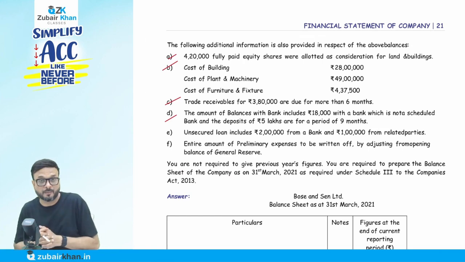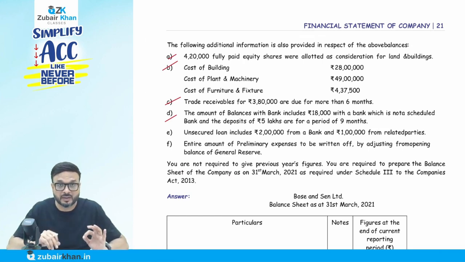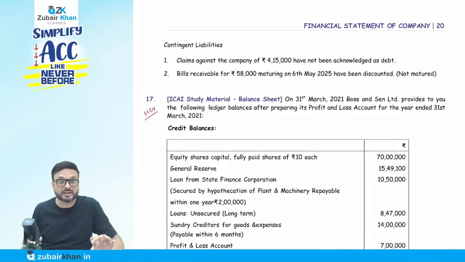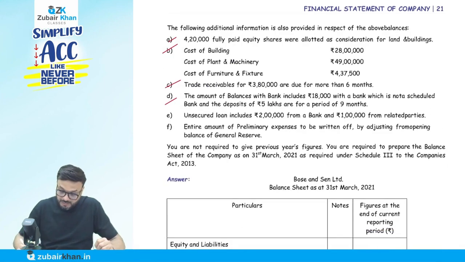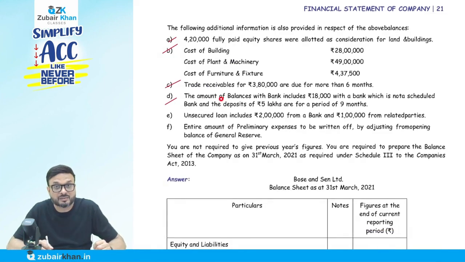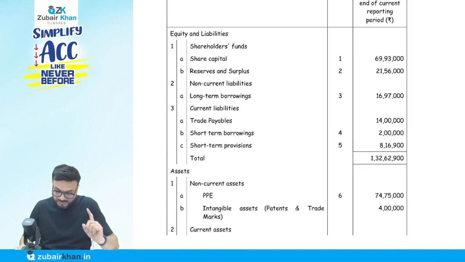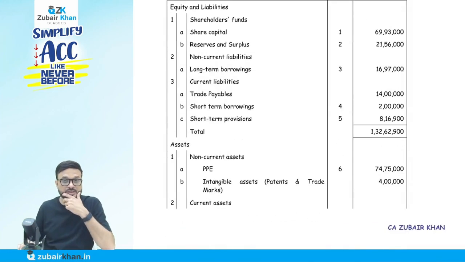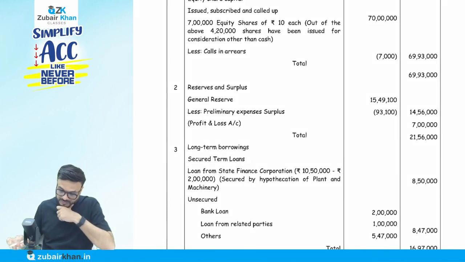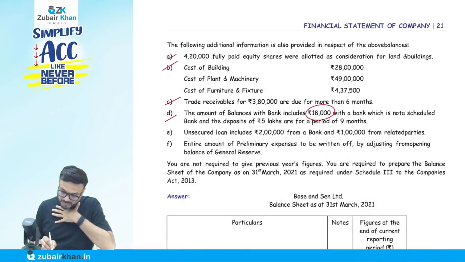Now understand that. If you come to page number 21, we are discussing question number 17 now. What is mentioned here? They say that the amount of balance with bank includes rupees 18,000 with a bank which is not a scheduled bank. So they say it is not a scheduled bank. Please focus here. The solution is given for this. You can see which is not a scheduled bank, and the deposit of rupees 5 lakh is for a period of 9 months.